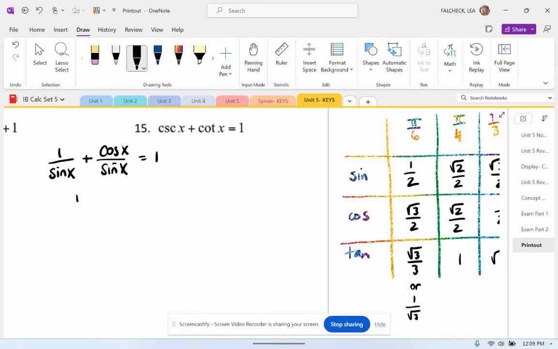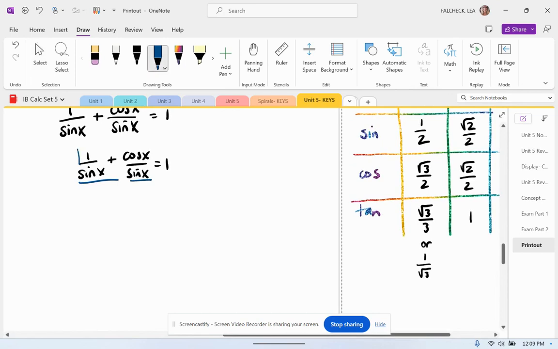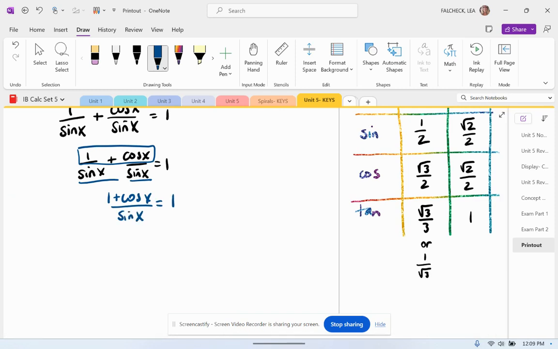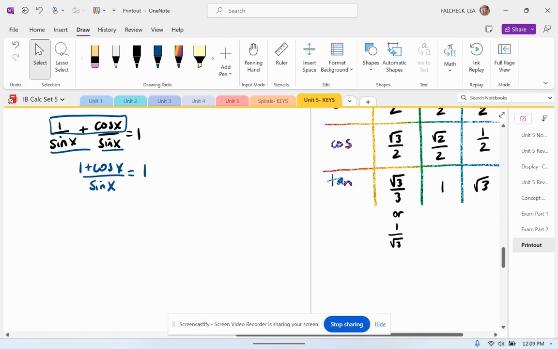All right, cool. So now I have 1 over the sine of x plus the cosine of x over the sine of x equals 1. If you'll notice, these have a common denominator, so I can just add the numerators together. Okay. And now, this might be a little tricky to think about, right?